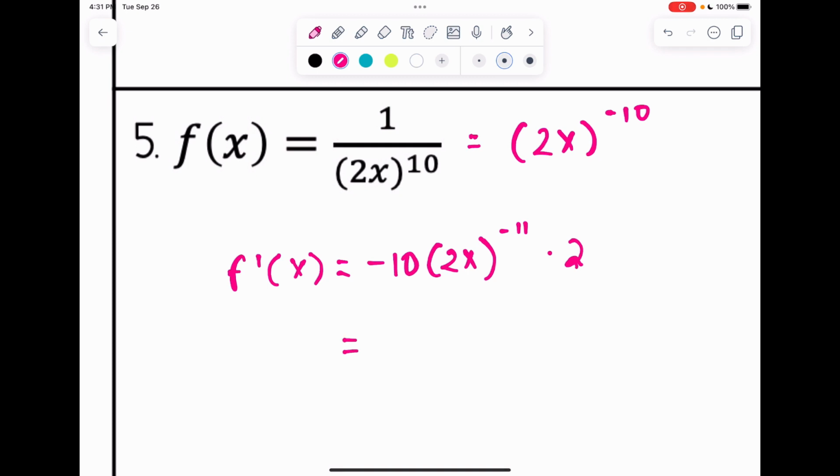Okay, I will be cleaning this up a bit. So this is going to give me negative 20 over 2x to the 11th. I'm going to make that exponent positive. Since the question was formatted with a positive exponent rather than a negative one, I'm going to try and format my answer the same way and kind of mirror that formatting.